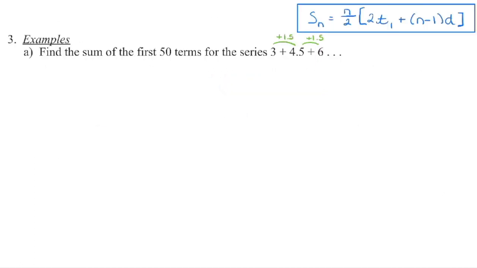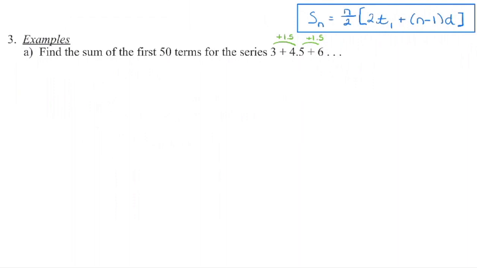Okay, so let's try this out here. I have a series, and the first thing I'm going to do is check to see, is it arithmetic? So I am adding the same difference on every time. So it is arithmetic. I do not know what the last term is. I'm trying to calculate the sum of the first 50 terms.